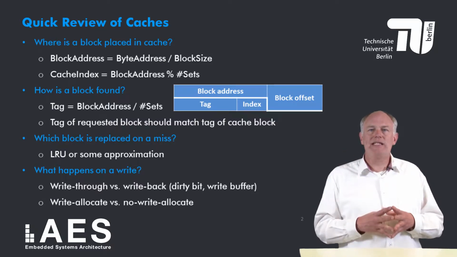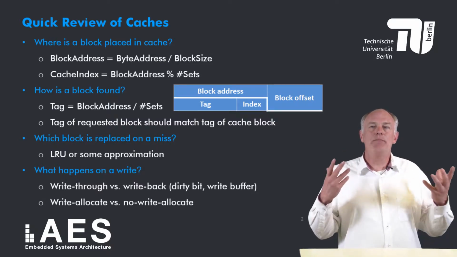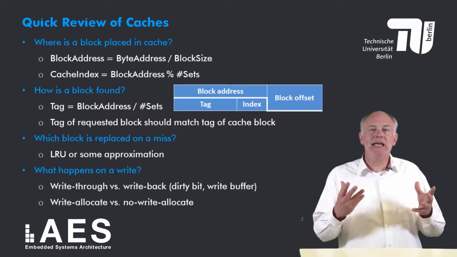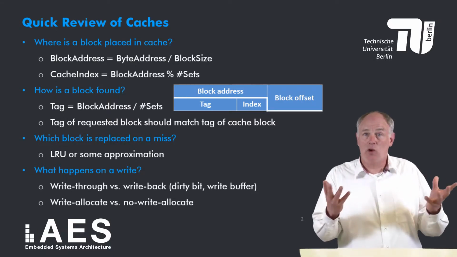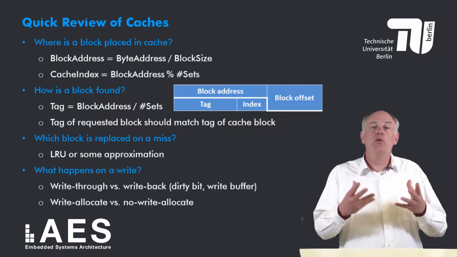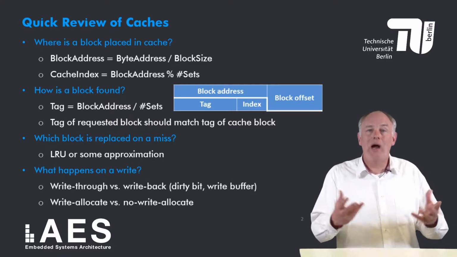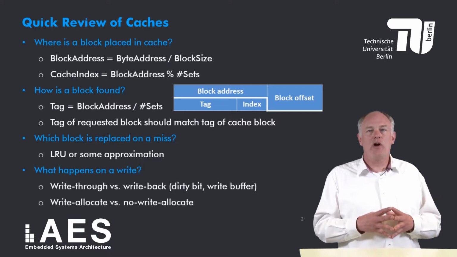The second sub-question is, what happens on a write miss? Do we place the missing block in cache? This is called write allocate. Or don't we do so, called write no allocate? Both options are being implemented.